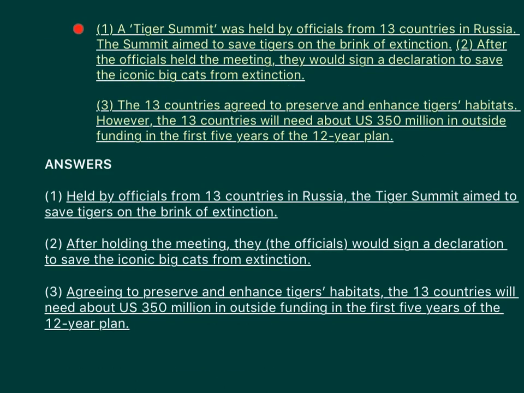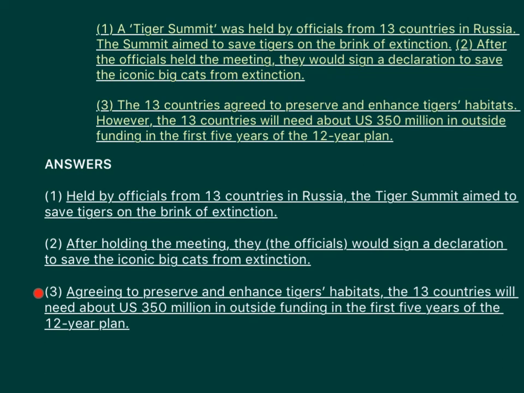Here are the answers. Number 1. Held by officials from 13 countries in Russia, the Tiger Summit aimed to save tigers on the brink of extinction. Number 2. After holding the meeting, they, meaning the officials, would sign a declaration to save the iconic big cats from extinction.